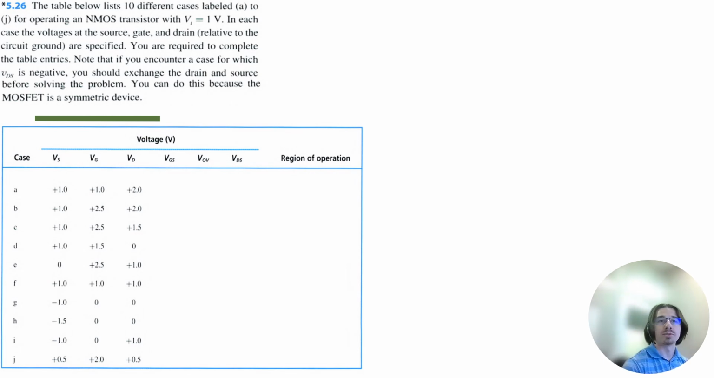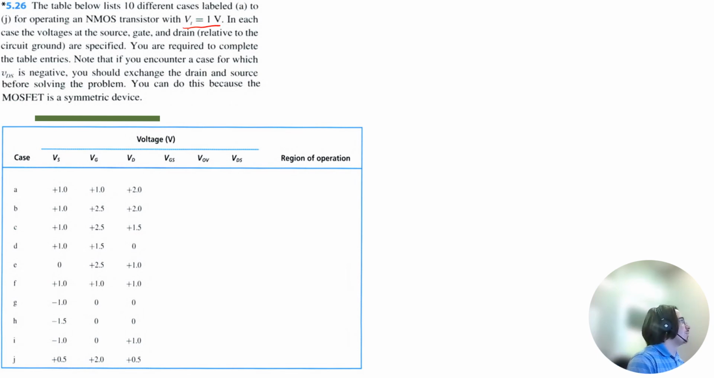Let's solve problem 5.26 for Microelectronic Circuits 8th edition by Sedra and Smith. We're basically given this table and it has a bunch of different cases where we're given source, gate, and drain voltage, and we want to solve for the rest of the table given that Vt is equal to 1 volt.